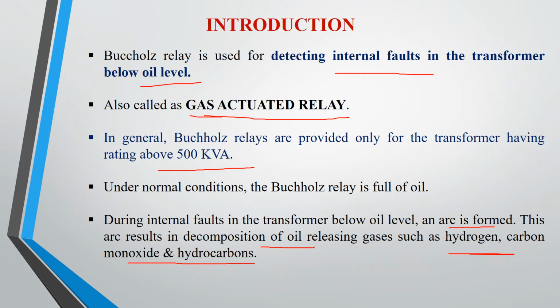The percentage of hydrogen among all the gases is maximum. Approximately 70% of hydrogen gas is released due to decomposition of oil when an internal fault occurs.